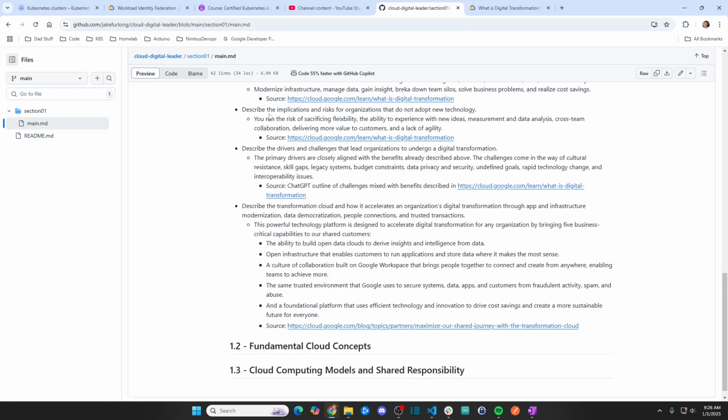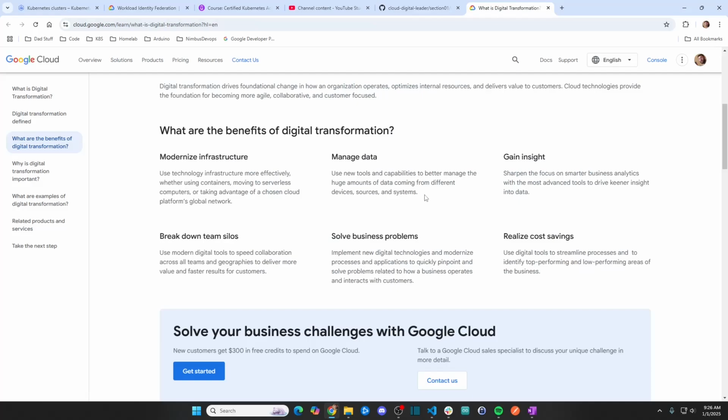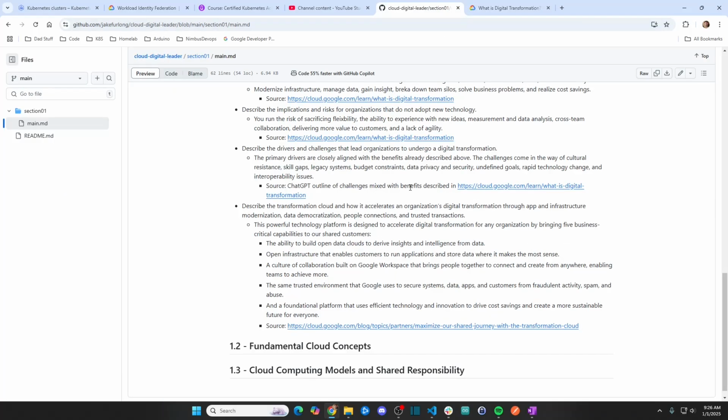Now let's describe the implications and risks for organizations that do not adopt new technology. For me, that means you run the risk of sacrificing flexibility, the ability to experience new ideas. You sacrifice measurement and data analysis, cross-team collaboration, delivering more value to customers, and also lack that agility that comes with using the cloud. If you look at what is digital transformation, it's kind of the opposite of all these things. And if you look at what is cloud computing, it's also kind of the opposite of all those things.